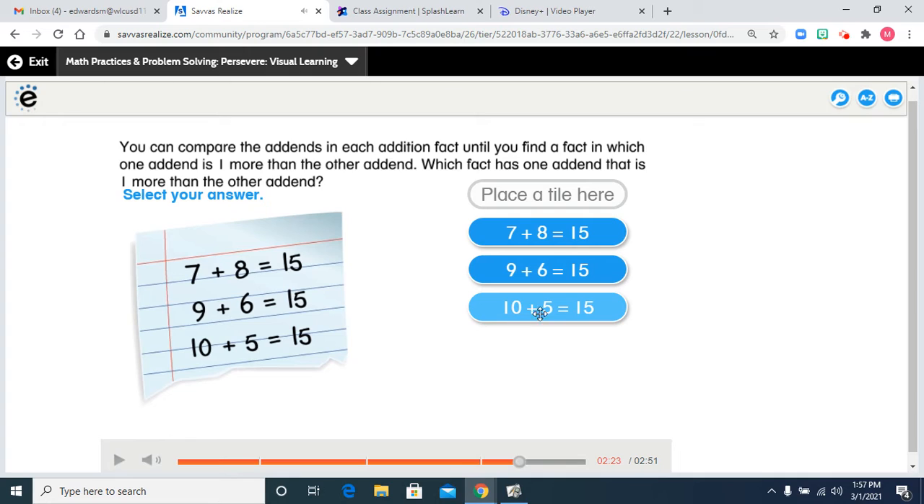Okay, so 10 plus 5 equals 15. 10 and 5 are 5 apart, so we can't use that one. 9 plus 6 equals 15. 9 and 6 are 3 apart, so that's more than 1. And then 7 plus 8 equals 15. 7 and 8 are 1 apart, so that's what we're looking for.